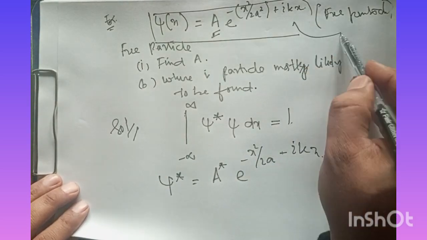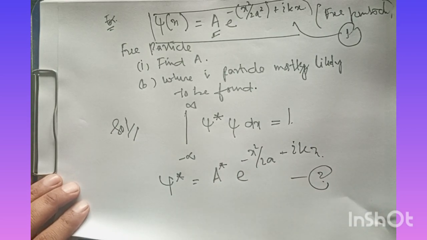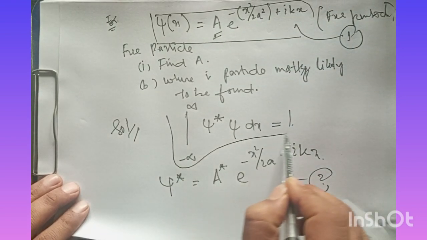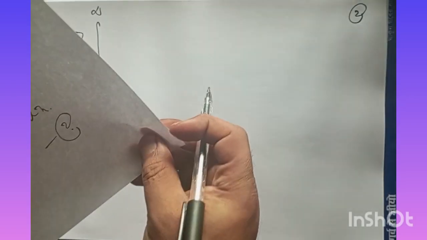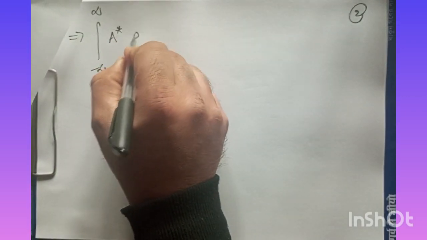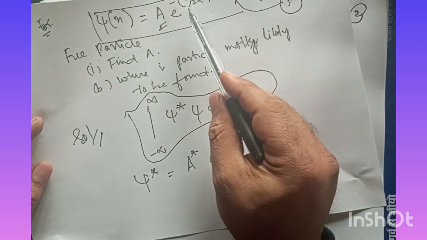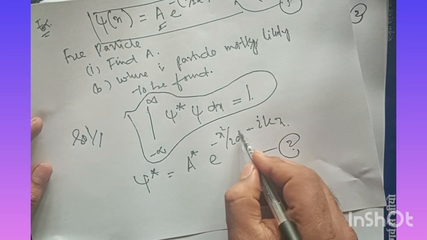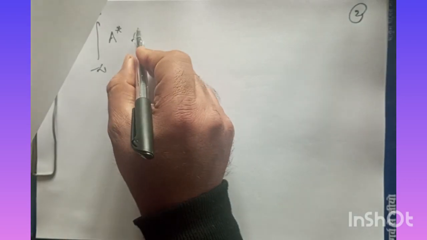So what is given here is 1. Let me call this 2. I would like to use these two values, the wave function and its complex conjugate, in this equation, which is the condition for normalization. So in doing so, let's move forward. We will have minus infinity to infinity, and psi star will be a star, and e to the power of, now we can directly see here, this is e to the power of minus x squared by 2. And when you multiply with this e to the power of minus x squared by 2 a square, they will be added, so 2 will come in the numerator and 2 will cancel, and we will get e to the power of minus x square by a square. That should be the case.